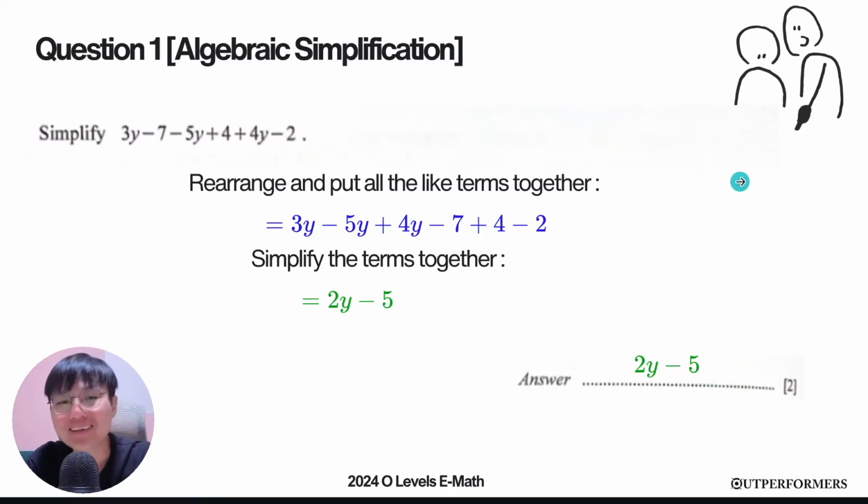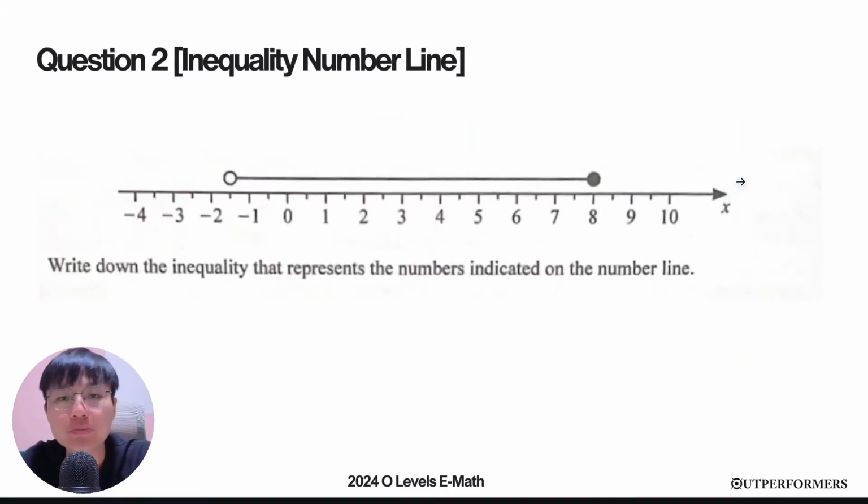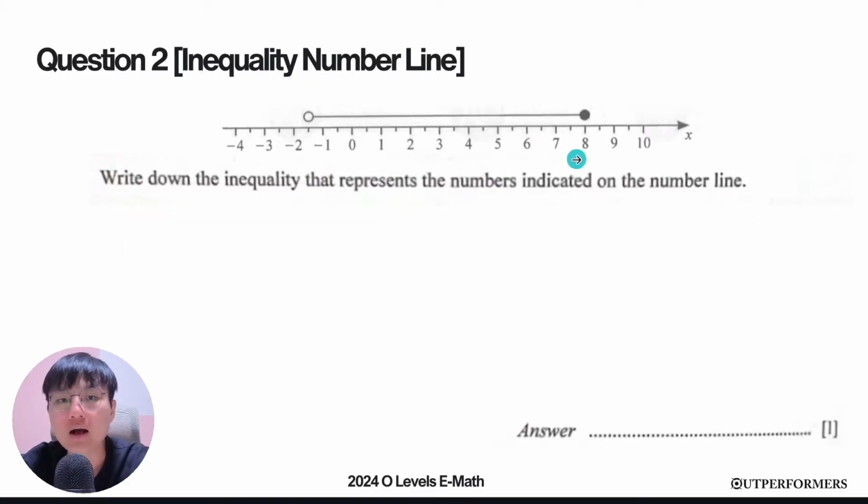Okay, moving on to question 2, which is a question on inequality number line. And this question gave us the number line, and we are supposed to derive the inequality instead. So over here, you can see that the two terms are sticking together, right, this line over here. So let's take a look at what this line represents first.